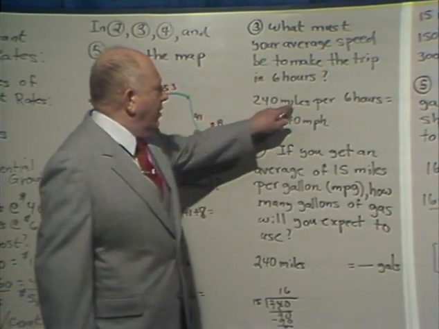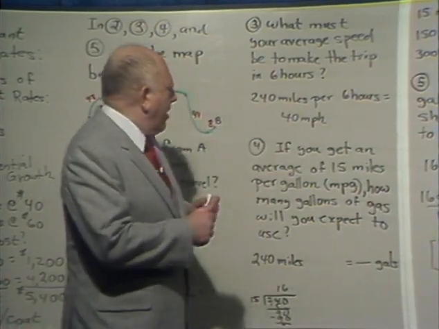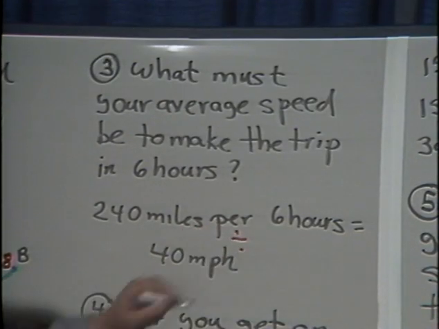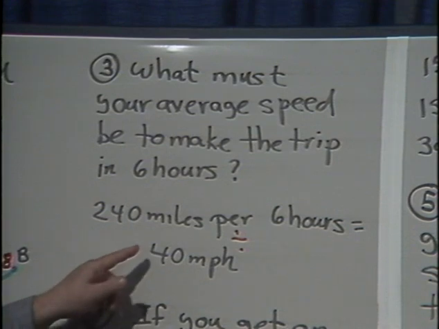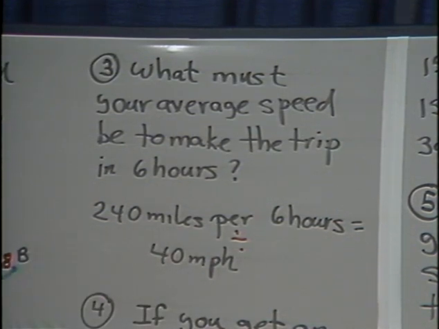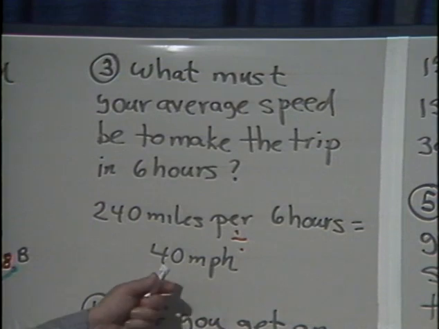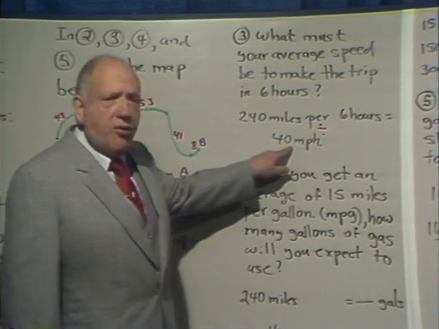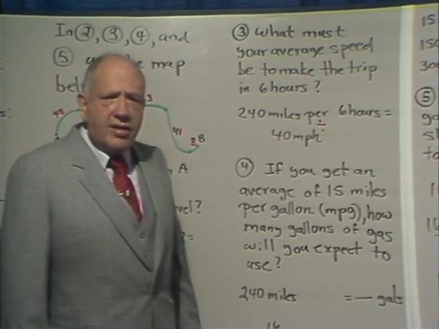So I take the 240 miles per 6 hours. Remember, per means divided by. So I'm going to divide by 6 hours. 240 divided by 6 is 40, and the label would be miles per hour. And what that says is, if I want to make that trip in no more than 6 hours, I'm going to have to average 40 miles per hour. Now, if I average more than 40 miles per hour, I'll make the trip in less than 6 hours.